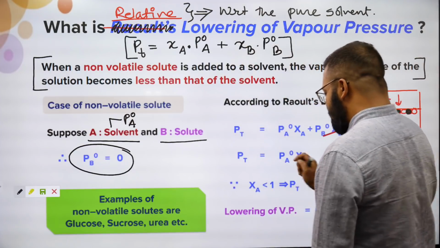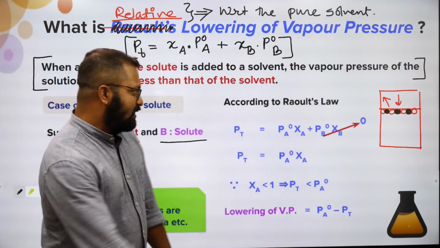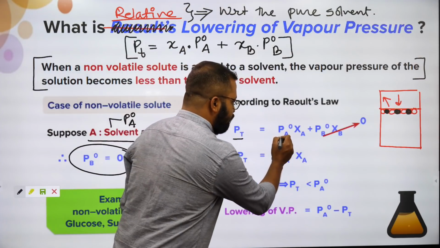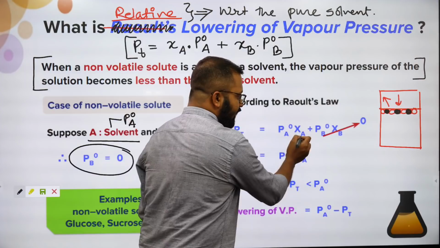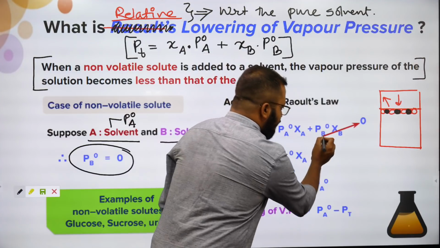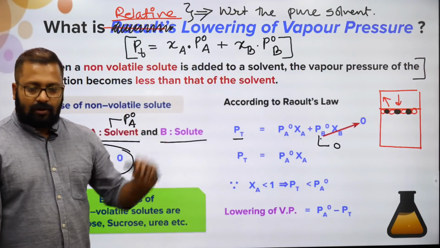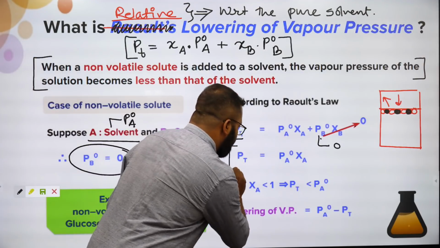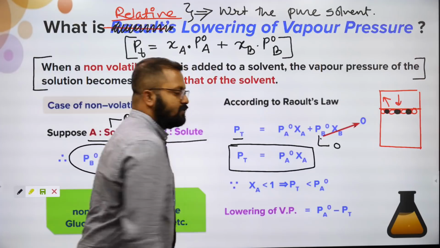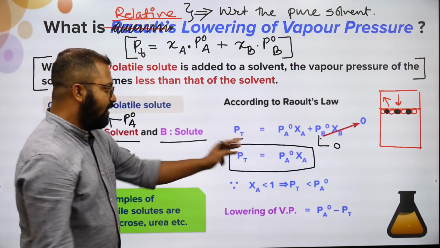So, what is Raoult's law? Total pressure is equal to P naught A chi A plus P naught B chi B, and this is equal to 0. ये 0 के बराबर हो गया. If this is also equal to 0, then total pressure can be written like this. हम ये लिख सकते हैं.